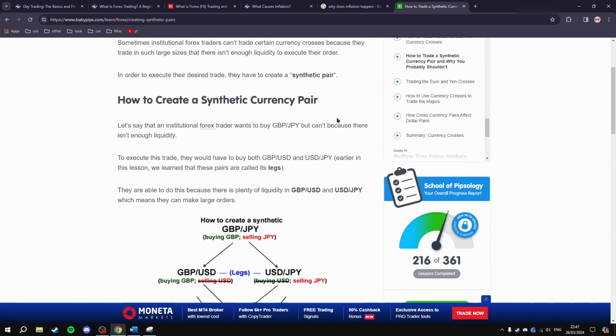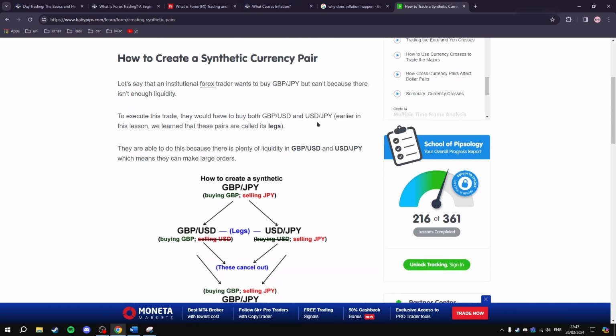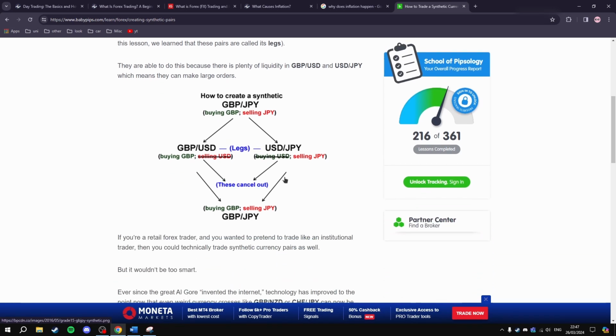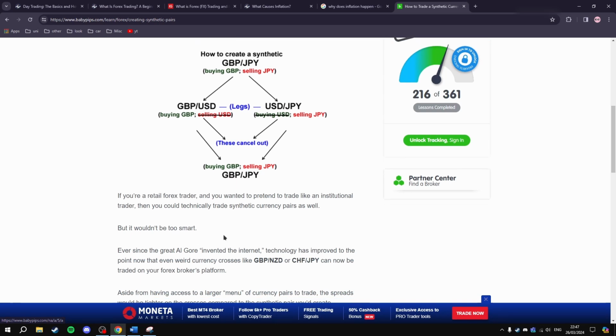How to create a synthetic currency pair. Let's say that an institutional forex trader wants to buy GBP/JPY but can't because there isn't enough liquidity. To execute this trade, they would have to buy both GBP/USD and USD/JPY. Earlier in this lesson we learned that these pairs are called its legs. They are able to do this because there is plenty of liquidity in GBP/USD and USD/JPY, which means they can make large orders. If you're a retail forex trader and you want to pretend to trade like an institutional trader, then you could technically trade synthetic currency pairs as well, but it wouldn't be too smart.